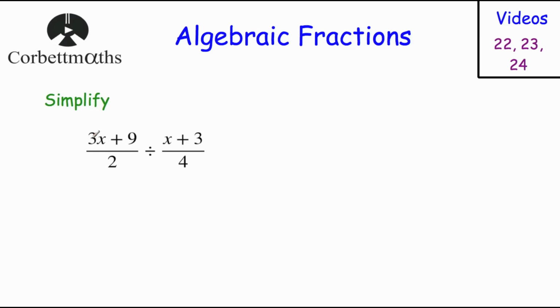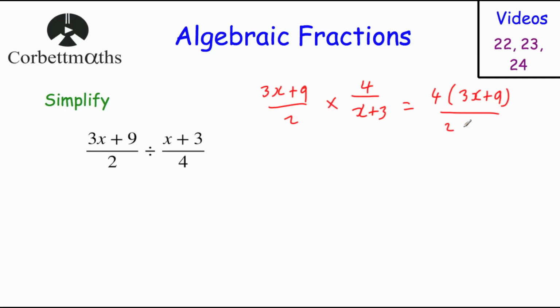We've been asked to simplify (3x plus 9) over 2 divided by (x plus 3) over 4. So again, we're going to keep the first fraction the same, (3x plus 9) over 2, times by, and finding the reciprocal of the second one, we're going to have 4 over (x plus 3). Now when we multiply these together, we get 4 bracket 3x plus 9, close brackets, over 2 bracket x plus 3. Just putting them together.